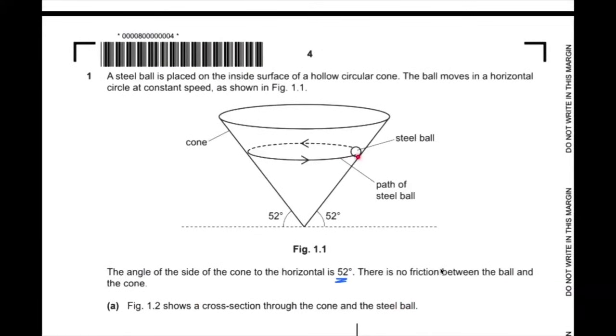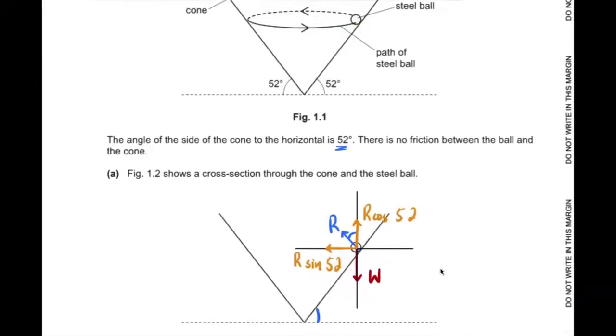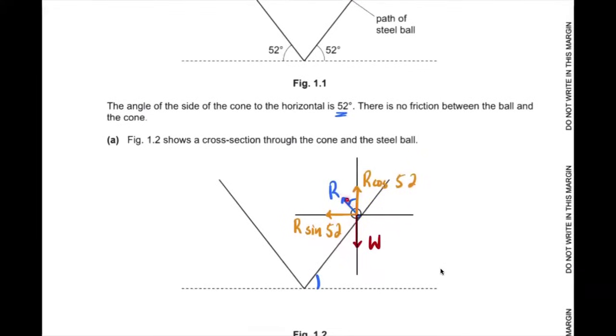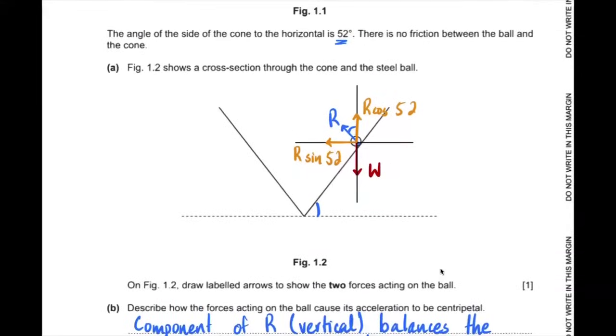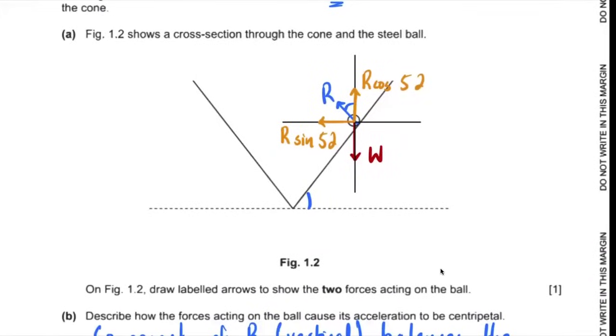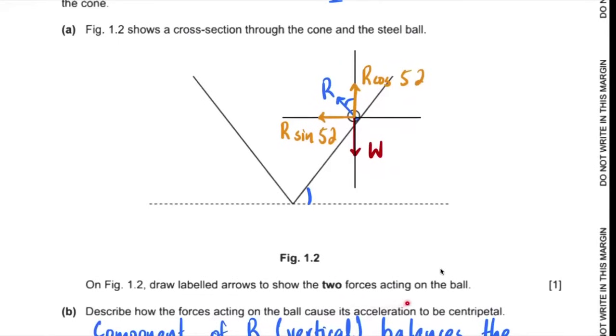Basically what you had to label in this part is the forces acting on the ball. So obviously there is the reaction force here, and then there's the weight. Weight is downwards, reaction force is perpendicular to the surface. In part B, it says describe how the forces acting on the ball cause its acceleration to be centripetal. This is a very common question which is asked again and again. It's asked in gravitation, it's asked in the chapter of magnetism as well. So it's asked, how does it cause the acceleration to be centripetal?